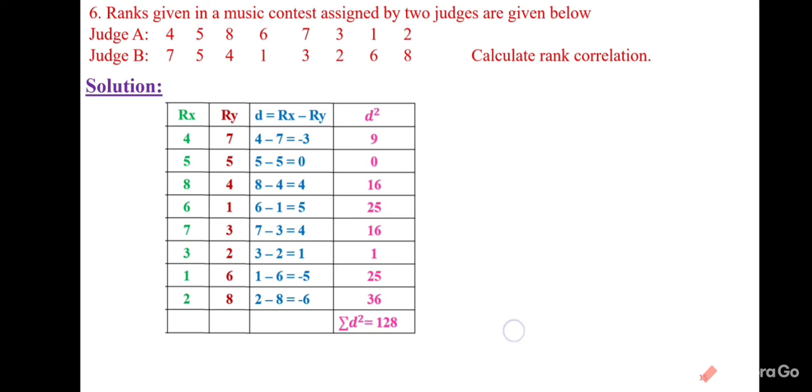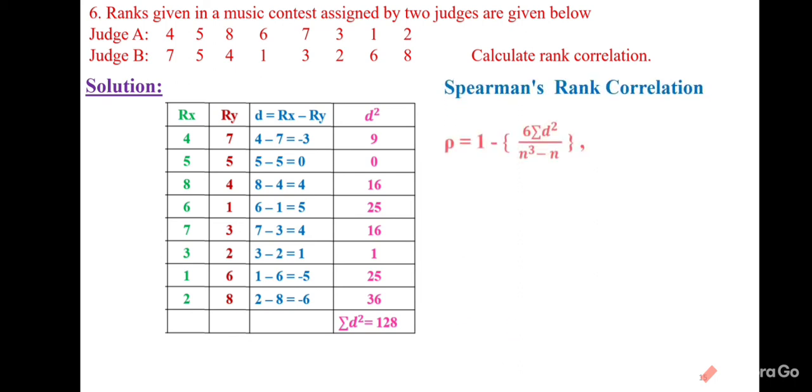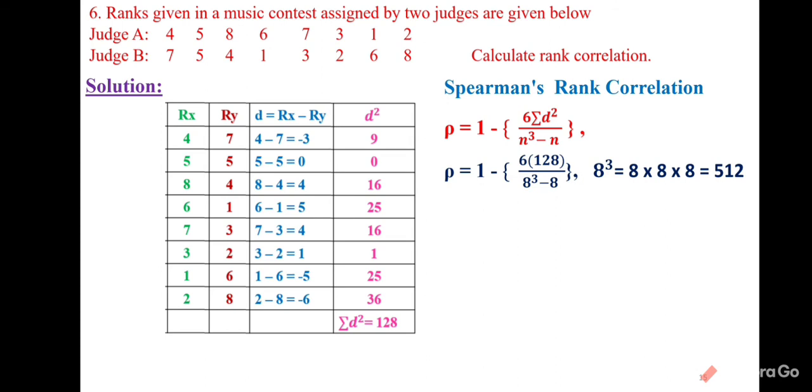Okay, then substitute in the formula. This is the Spearman formula. So substitute 6 into 128 divided by 8 cube minus 8. 8 cube is 8 into 8 into 8, which is 512. So 768 divided by 512 minus 8. Simplify: 768 divided by 504.